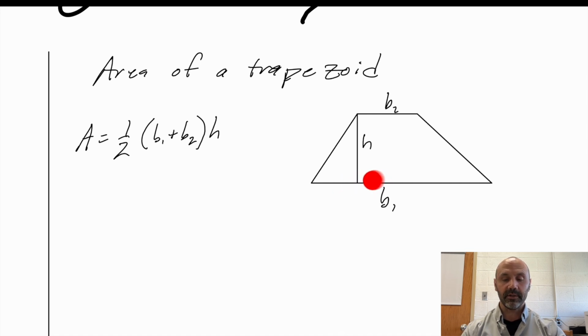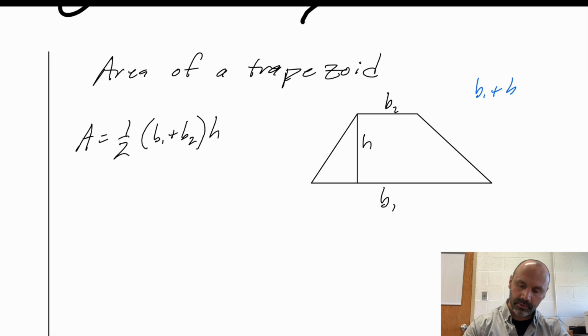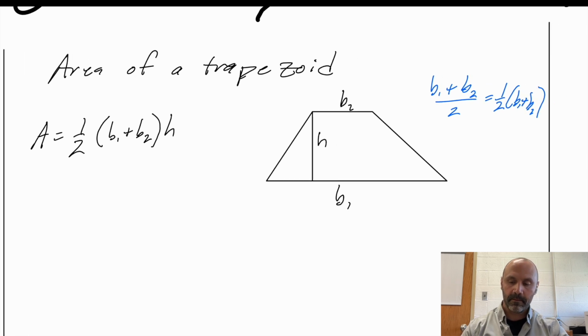But here, it's kind of like you're taking the average of the two bases. So what would the average of the base lengths be? It would be base 1 plus base 2 divided by 2. And that would be the same thing as 1/2 (base 1 plus base 2). Kind of running out of space there. Right. And that's what we see here in the formula. So that's the average of the bases times the height.